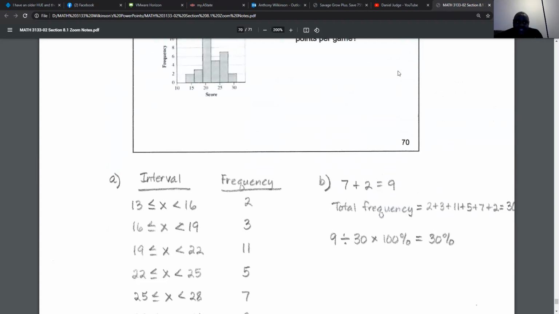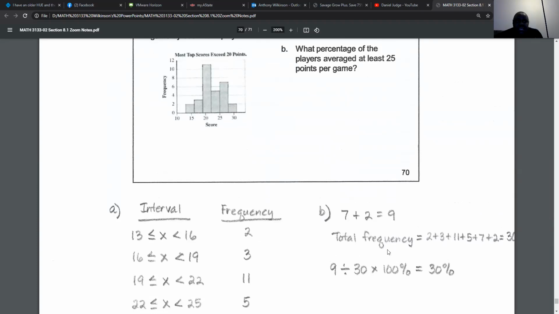But they ask for the percentage. So I need the total frequency. So I had to add the 2, the 3, 11, 5, 7, and 2 together to get 30. So I had to do 9 divided by 30. 9 is the total number of players that average at least 25 points per game, divided by the 30 players times 100%. That gave me 30%. So to answer the question, 30% of the players average at least 25 points per game.